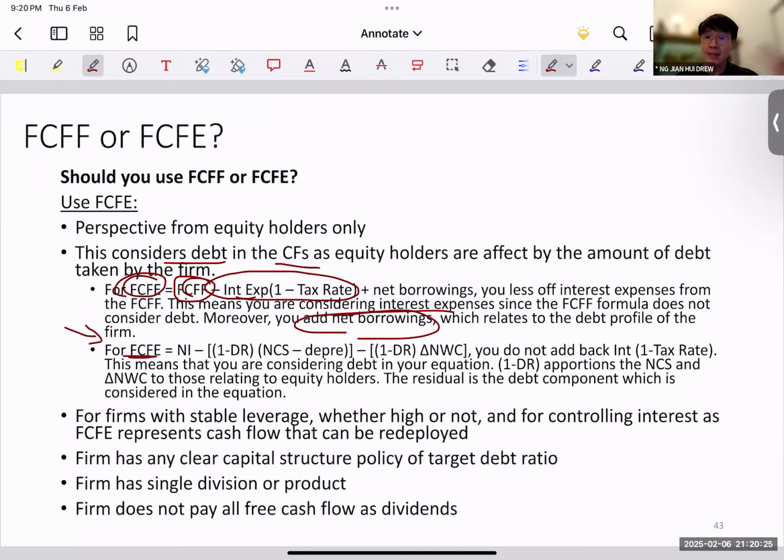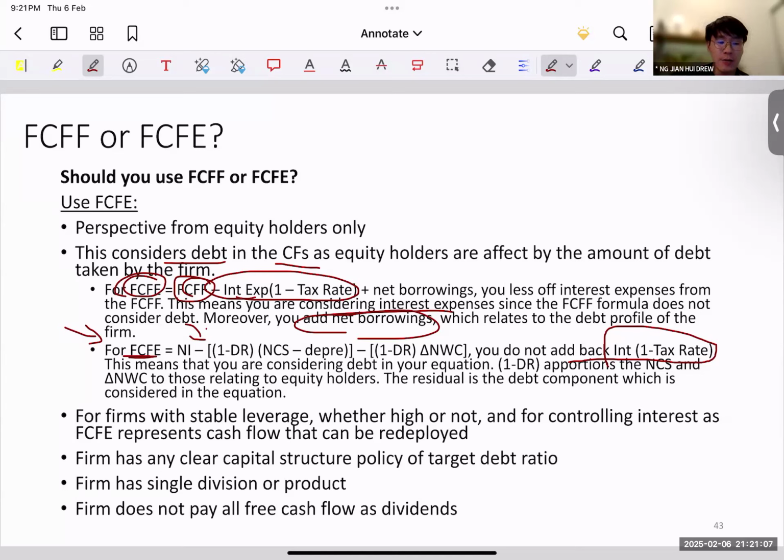In the FCFE, there's an alternative formula using the targeted debt ratio. You notice that we did not add back the interest expense times 1 minus tax rate into this formula here, right? And so it means that we are considering debt in the equation, and the 1 minus debt ratio apportions the net capital spending and the net change in net working capital based on the amount that relates to the equity holders, and that's why it gives you the cash flow to the equity holders only.